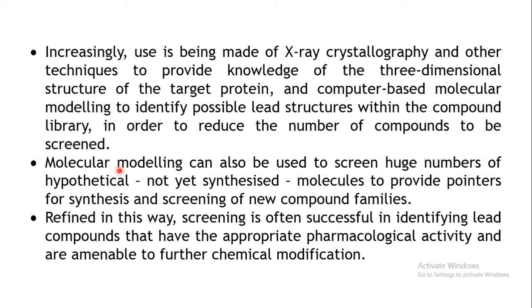So if you have some means by which you can check that interaction even before the synthesis, that will rule out those compounds which are not able to interact, right? So you can rather select a few drugs or a few lead compounds which show better interaction over here. When they show better interaction, obviously they will be predicted to have appropriate pharmacological activity also, right?